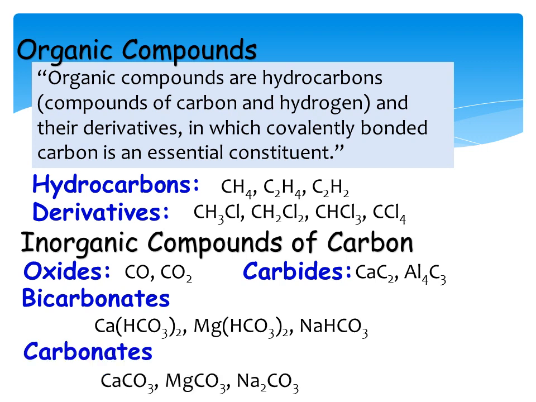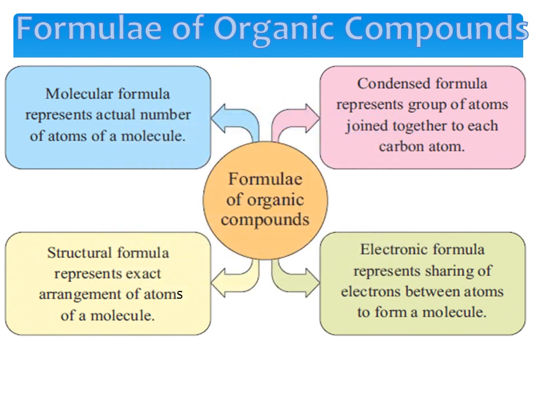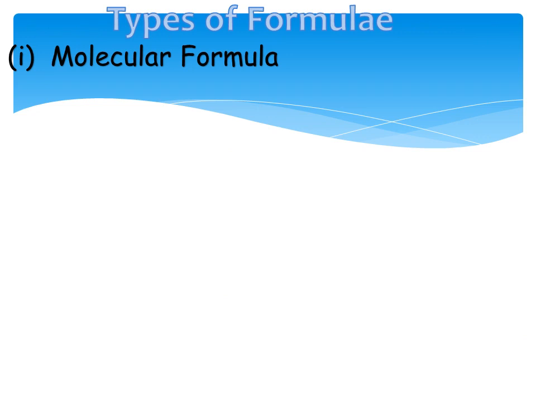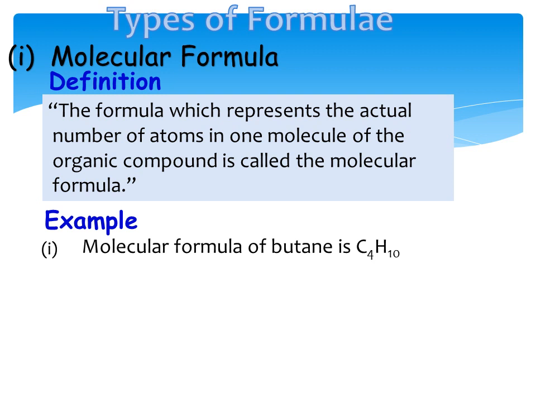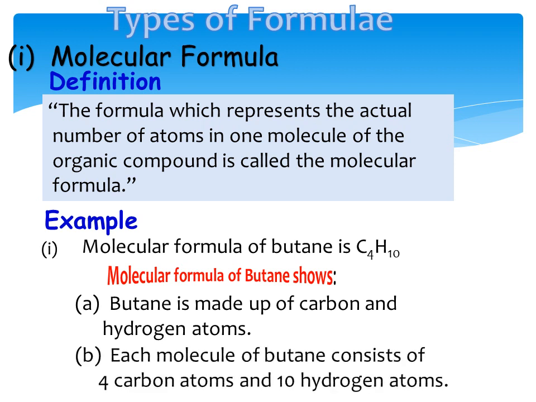Now we go for the examples of formulas. When we consider the formula of an organic compound, we come across four formulas: molecular formula, condensed formula, structural formula, and electronic formula. Firstly, we look at the molecular formula. It tells you the actual number of atoms present in one molecule of the organic compound. For example, butane is C4H10. It tells you that it is composed of carbon and hydrogen, in which 4 atoms of carbon and 10 atoms of hydrogen are present.